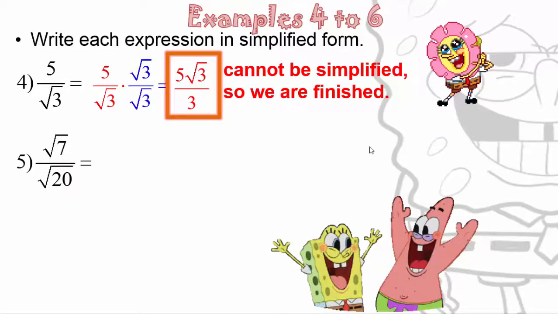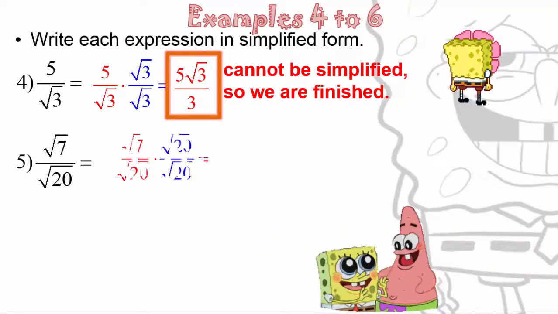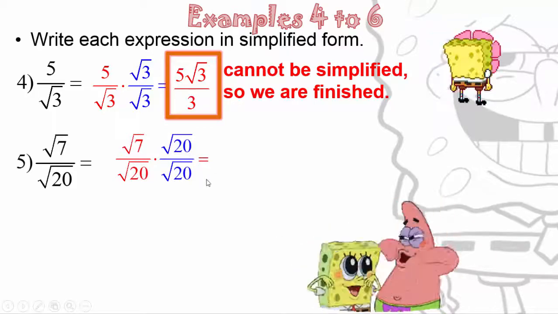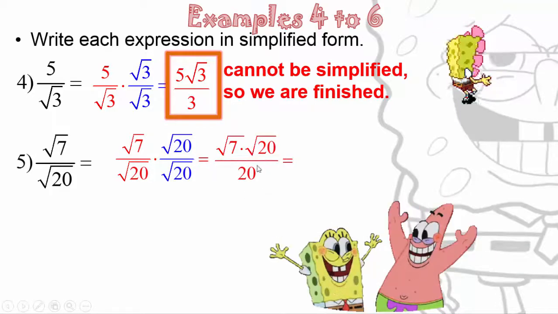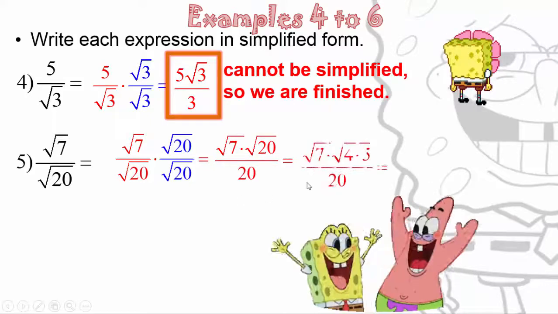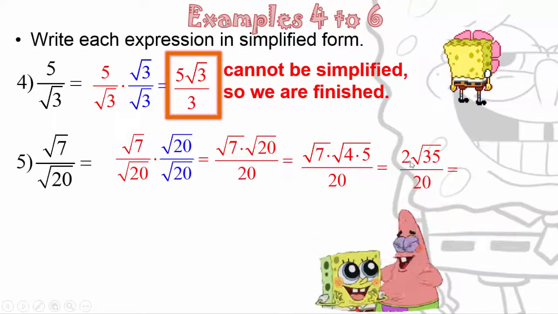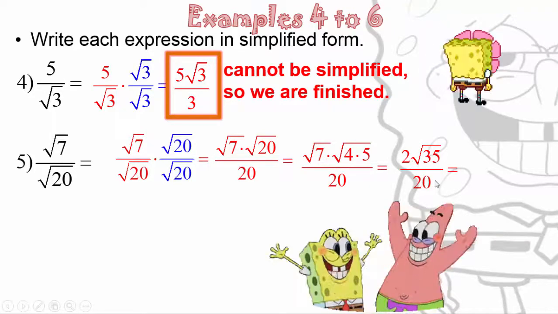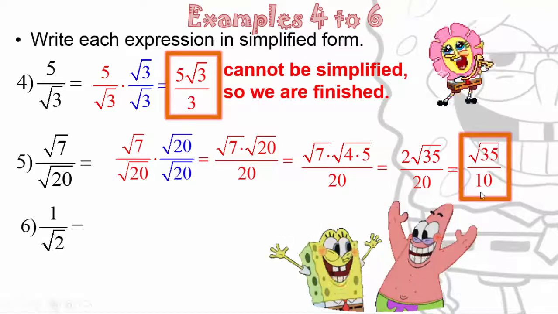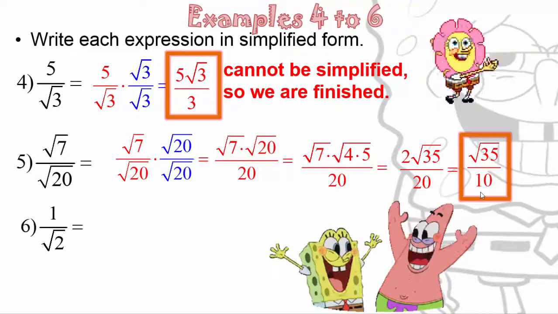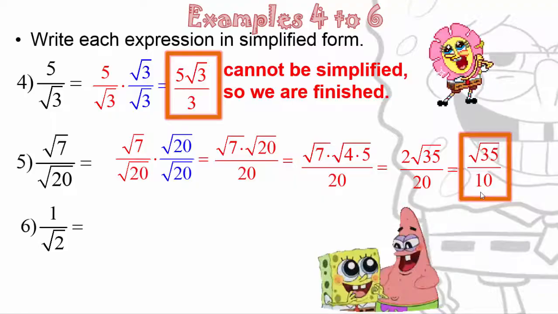Reviewing what we just did on the whiteboard in example number 5, we rationalized the denominator with 20 over 20, and so no longer do we have a square root of 20 on the bottom. Then we broke it down into its perfect squares, and we ended up with 2 square root of 35, but then we saw that 2 goes into 20 to give us square root of 35 over 10. In example number 6, we have 1 over the square root of 2, and again we have a square root in the denominator, so let us go over to the whiteboard and work this one out.